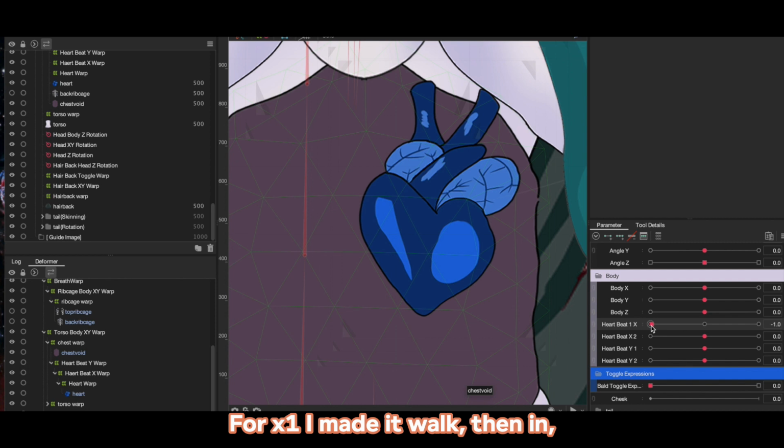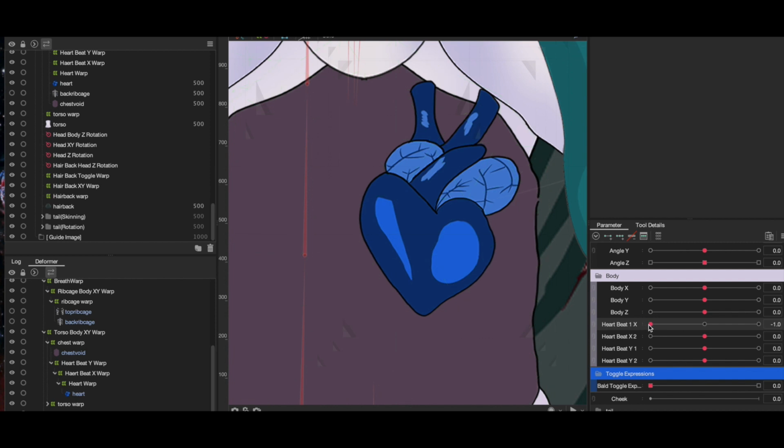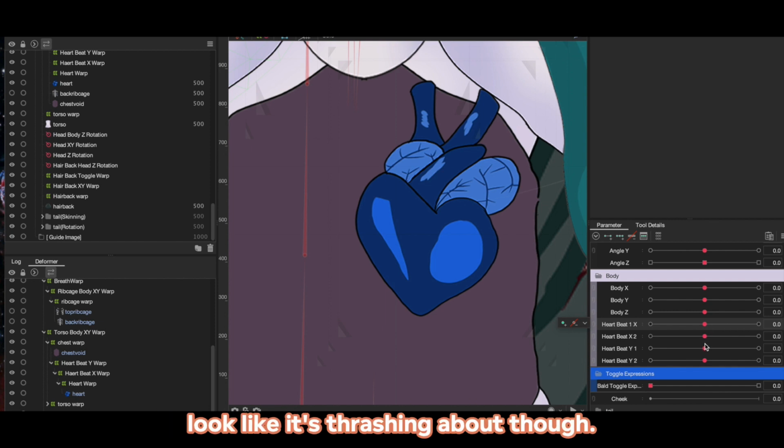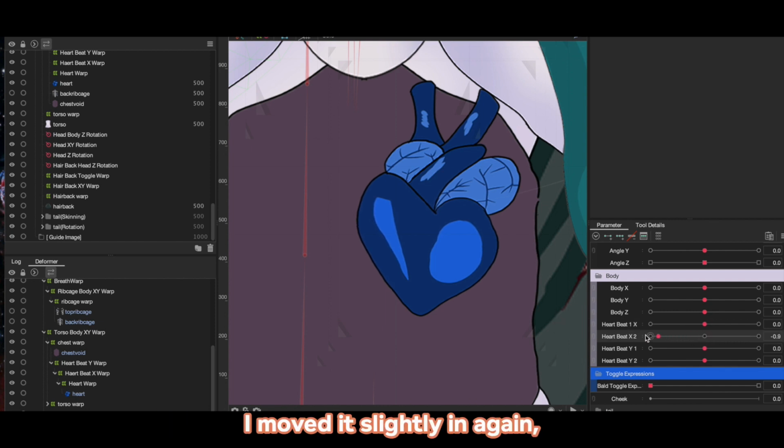For X1, I moved it in, then out. Don't do it too far because the heart will look like it's thrashing about though. I moved it slightly in again, and moved it slightly out.